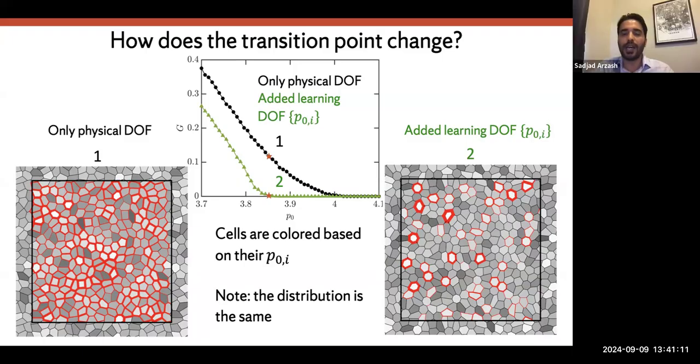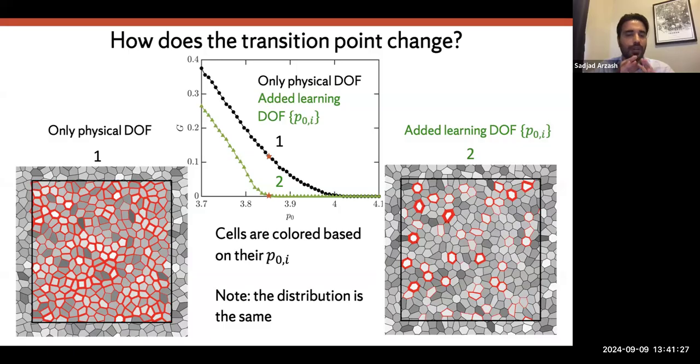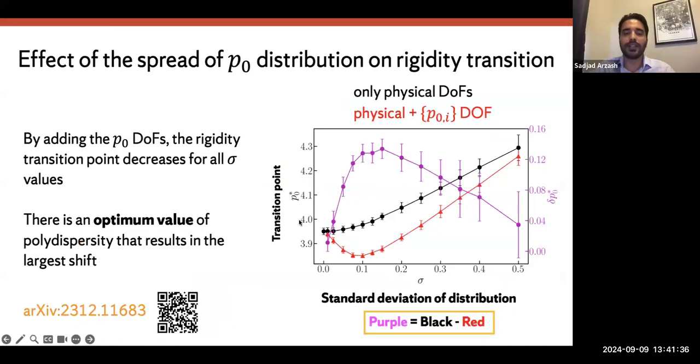Exactly. So in the next slide, I'm just going to talk about the effect of the standard deviation of this distribution on this basically shift in the rigidity point. And you're only looking at ground states. You're not looking at dynamics. Is that correct? That is correct. So I'm only looking at the ground state, the minimum energy state. Okay, thank you. Yeah. So exactly, this was a great question, because in this slide, I'm just going to talk about basically the effect of the standard deviation of this P0 distribution on how much I can tune this rigidity transition point.